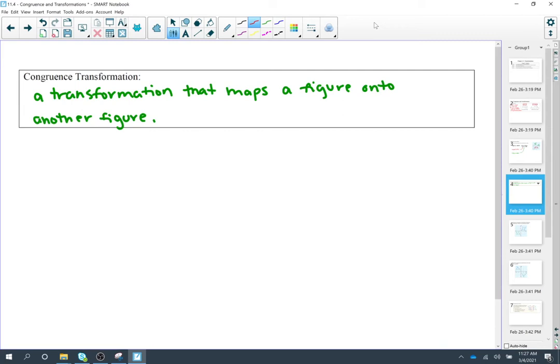Congruence transformation. A congruence transformation is a transformation that maps a figure onto another figure. This is also where we start thinking about proving that figures are congruent. If we can take a figure and move it left, right, up, down, rotate it, translate it, reflect it onto another figure, then we can actually prove that they are congruent figures.